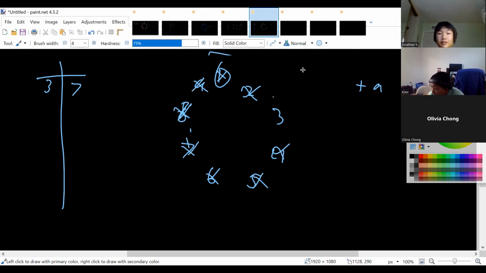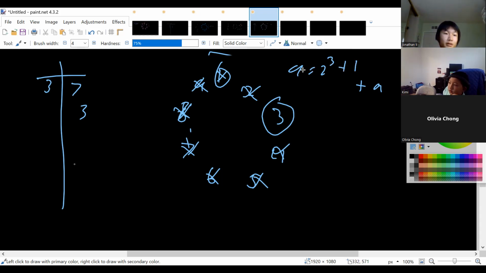So 9 is 3, right? So the winner of 9 is 3. And if we rewrite 9 as a power of 2, 9 can be equal to 2 to the third plus 1. So we have 1 here.